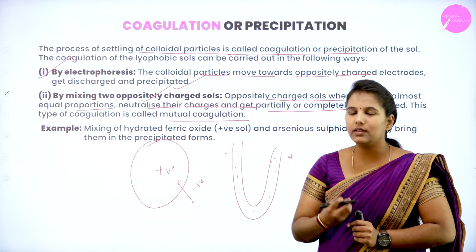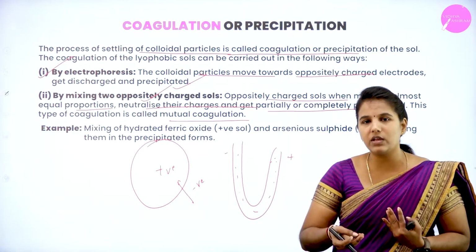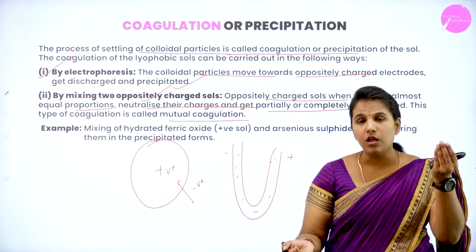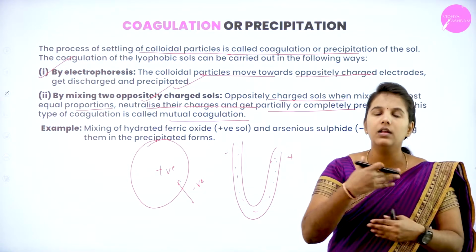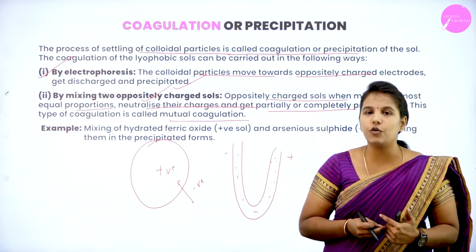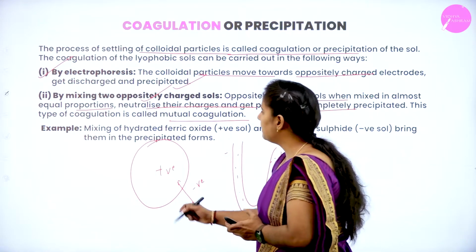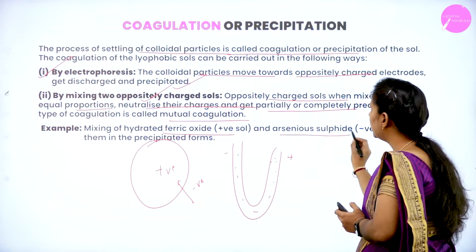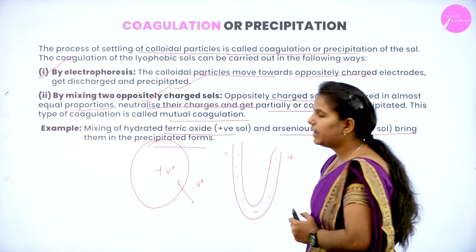So here, in this mutual coagulation, already we have learned that colloidal particles have charges. It may be positive in nature or it may be negative in nature. For the positive colloid, if you add the negatively charged sol, the charges will get neutralized. Such kinds of coagulation are known as mutual coagulation. An example is mixing hydrated ferric oxide, which is a positive sol, and arsenous sulfide, which is a negative sol, then a precipitate will be formed.